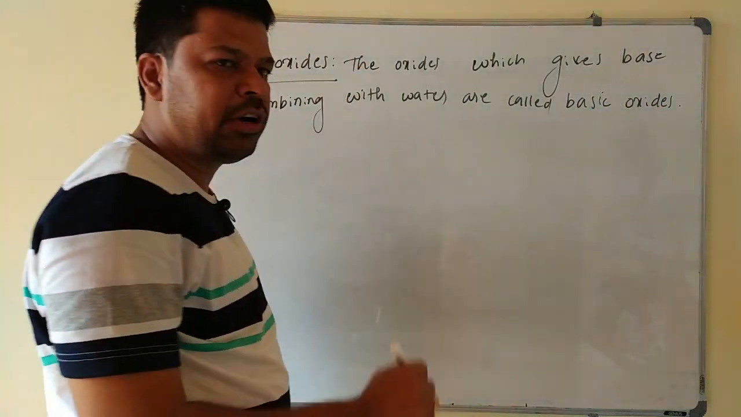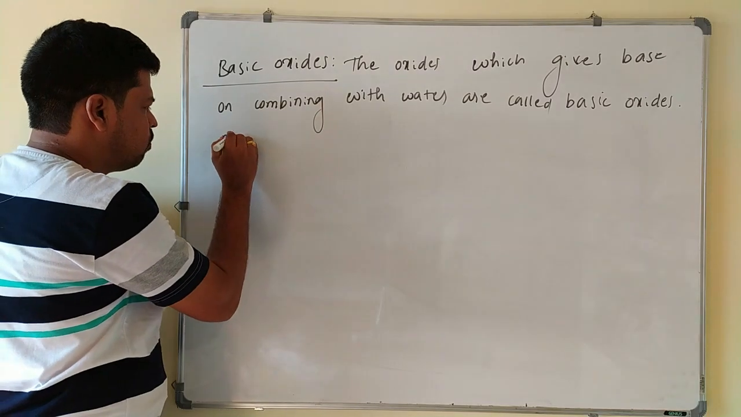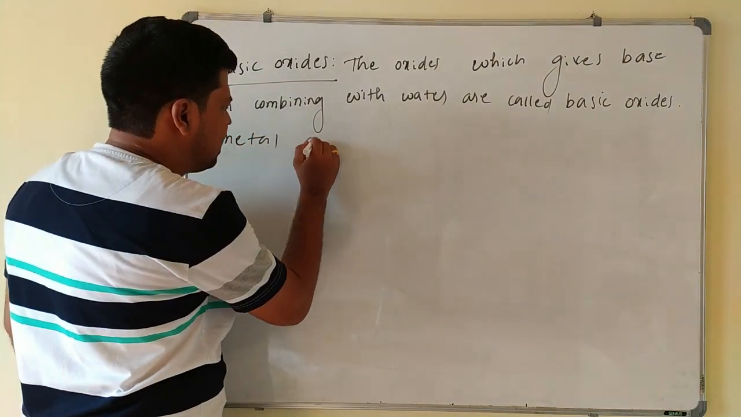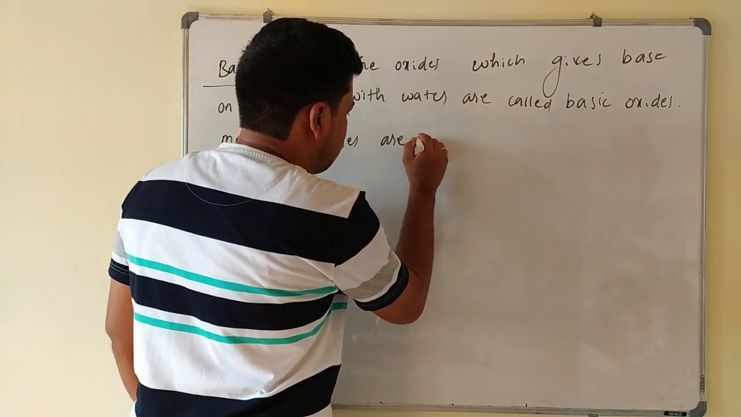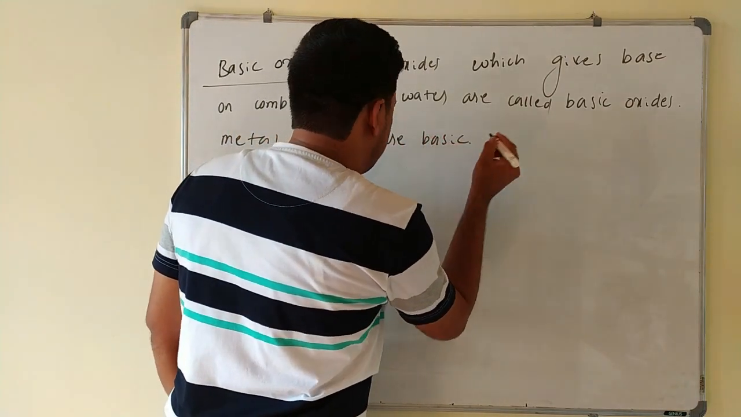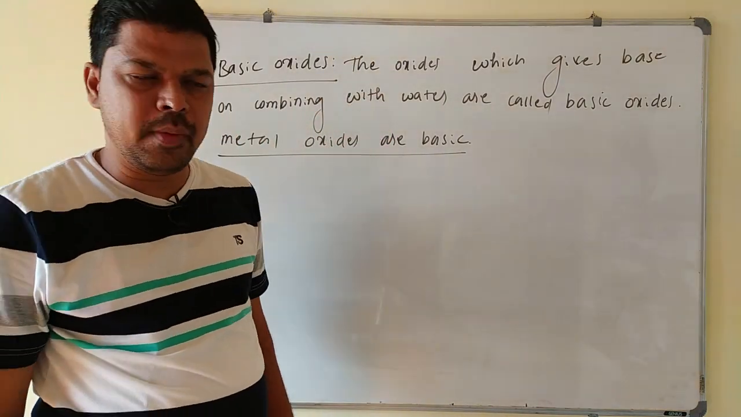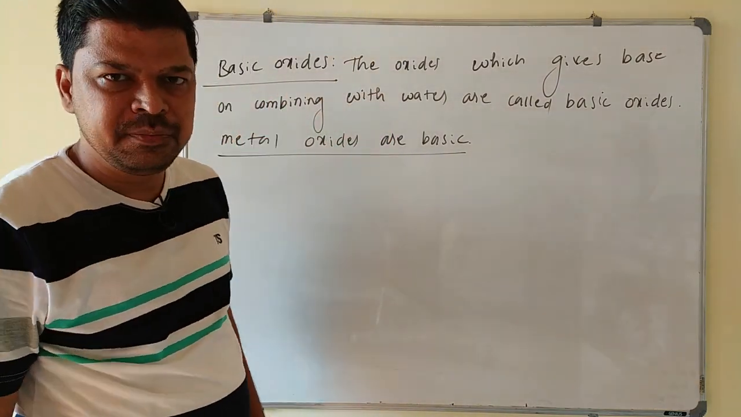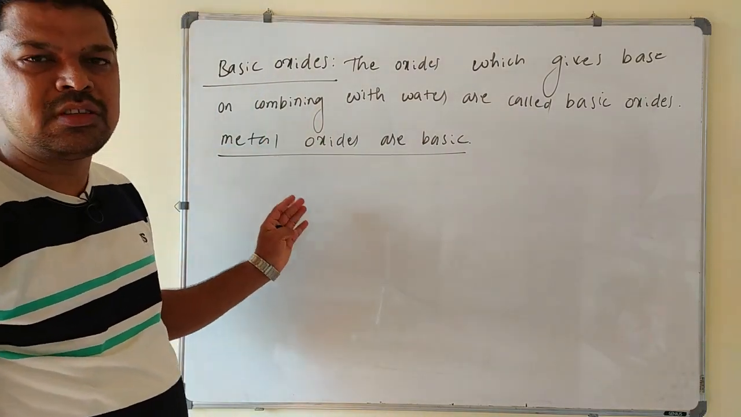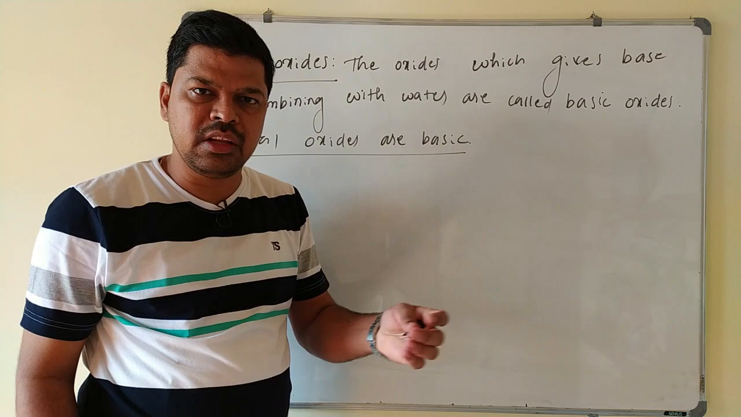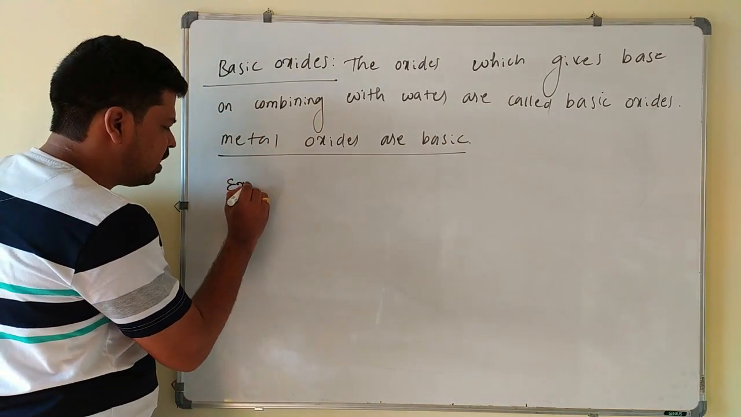Okay, one point you keep in mind, always the metal oxides are basic in nature. So in the periodic table, group 1 and group 2 metals, alkali and alkaline earth metals, they are always basic in nature, and their oxides also basic in nature, because whenever they are added to the water, they will give what? Basic solution. I will write the examples of basic oxides.